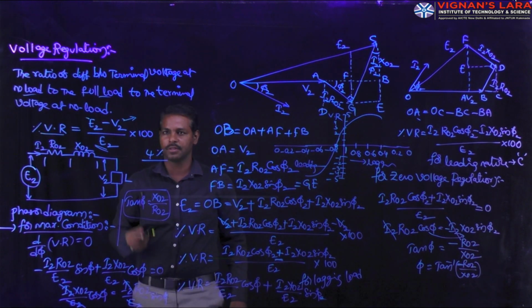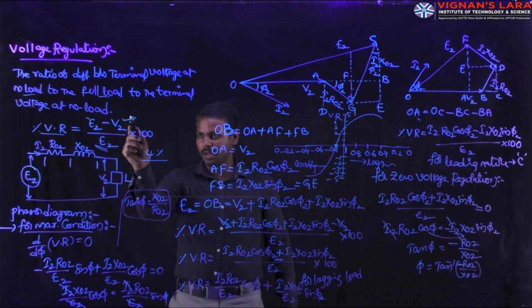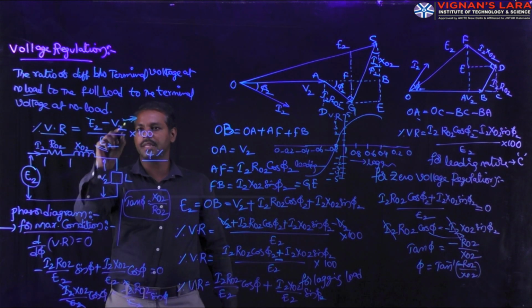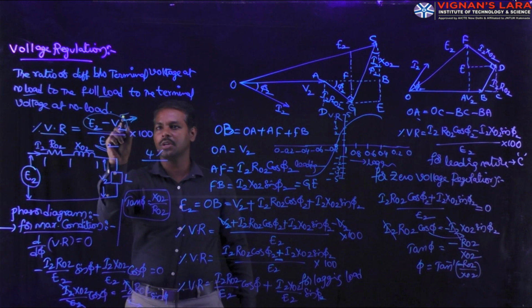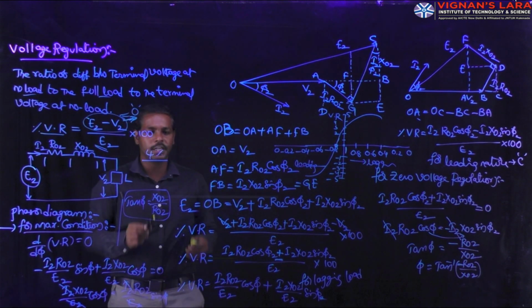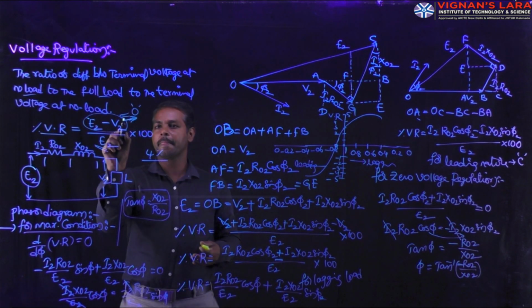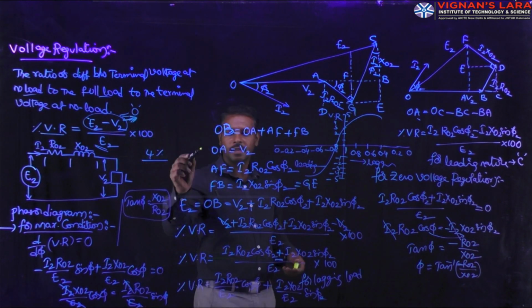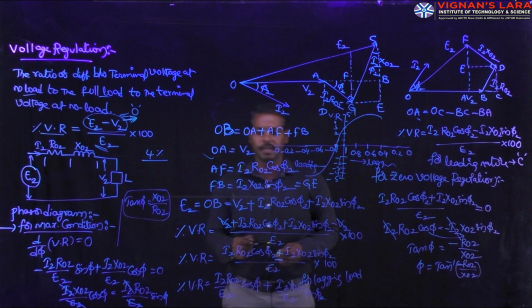Efficient machine. So that means an efficient device or machine. E2 minus V2, that value is always nearer to 0. Then only it should be represented by the efficient machine. These are the voltage regulations of a transformer.